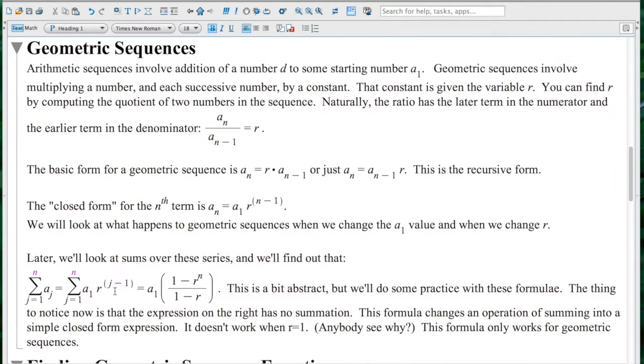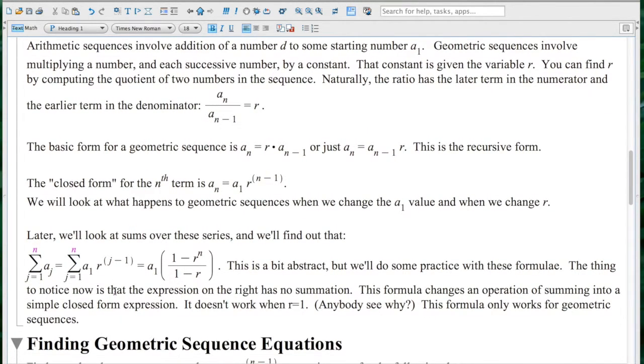We also have an equation for summing across a geometric sequence, and this looks like not a friendly equation, but what we have is the sum over the terms in the sequence. If we know the R value and our starting point, we can compute the sum of any geometric series. This equation here does not work when R equals 1. So I'll be asking if anybody can see why this is the case.